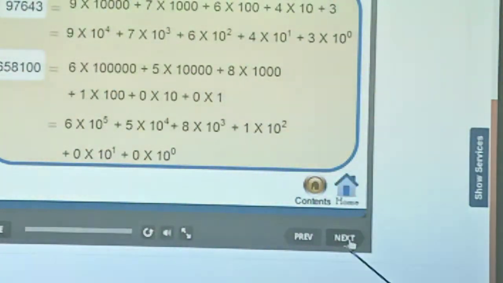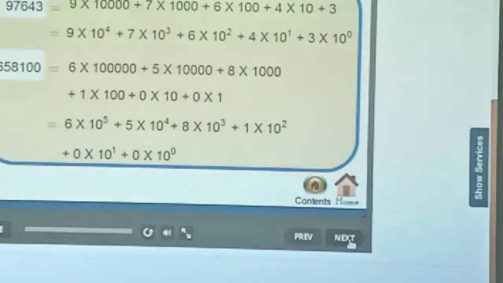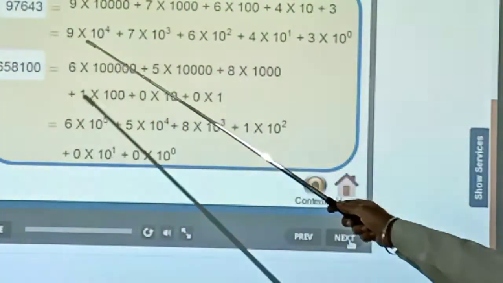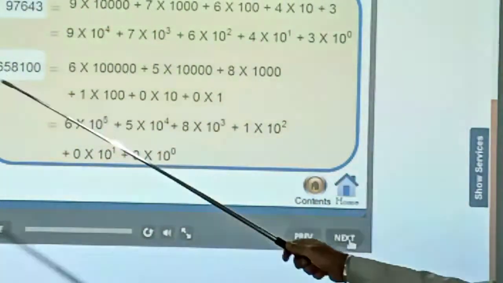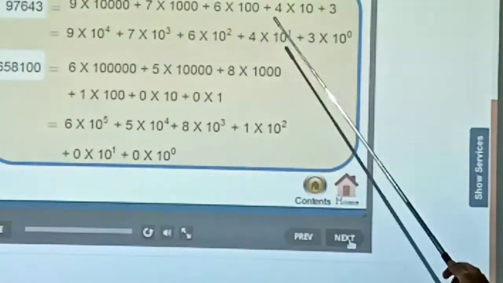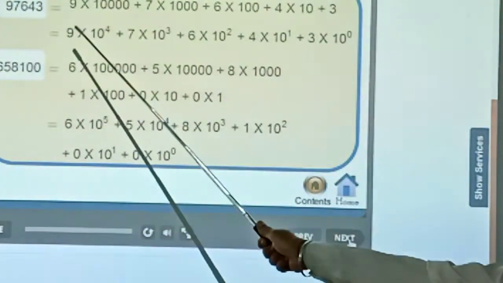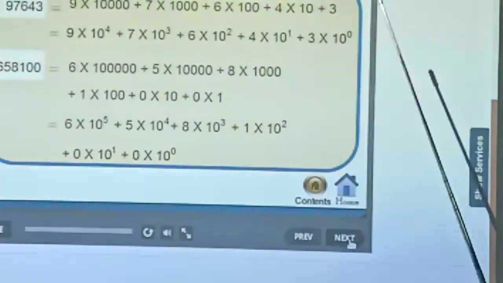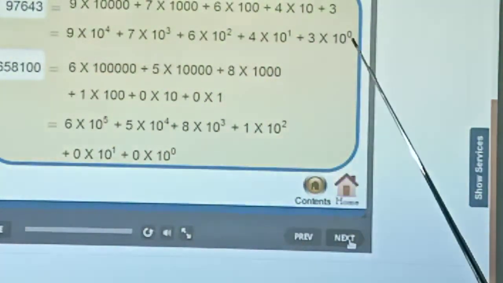These are the examples for expanded form. We have studied the expanded form in our junior or primary classes. This is 97,643. So 9 will be at the 10,000 place, so 9 is multiplied by 10,000, 7 multiplied by 1,000 and 6 multiplied by 100 according to its place. 4 is multiplied by 10 because 4 is at the tens place, and 3 is multiplied by 1, which is 10 raised to the power 0. Now we will express this in standard form.